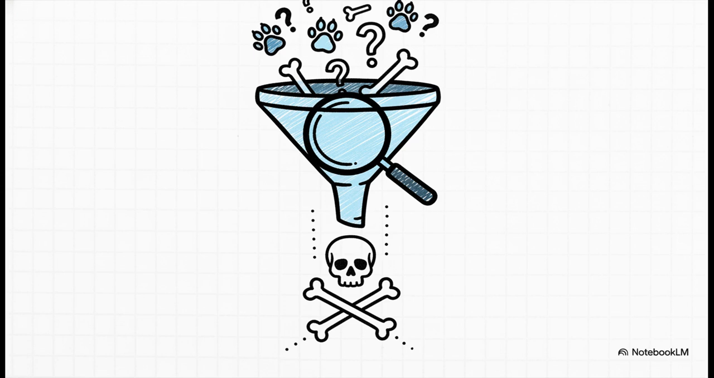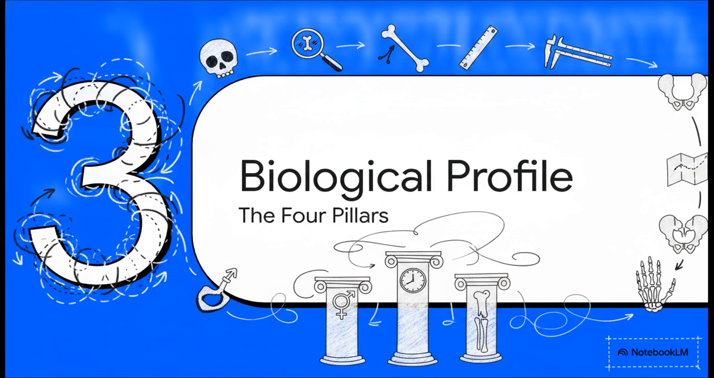So your takeaway here: osteology narrows down the search fast. By first confirming if remains are human and establishing the basic scope, investigators know exactly what kind of operation they're dealing with. Section 3. Building a biological profile.